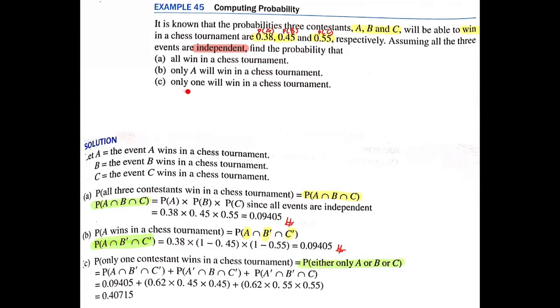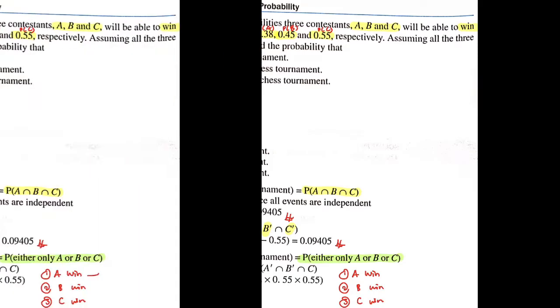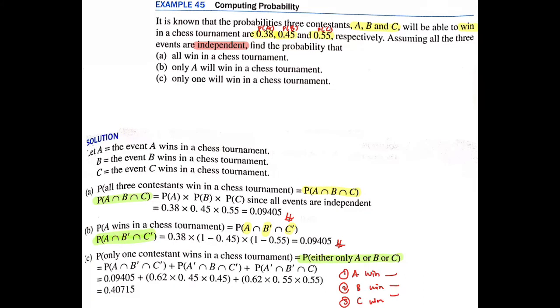Find the probability that only one will win the chess tournament. Okay, so since only one will win, we'll have 3 cases. First case, A will win. The second case, B will win. And the third case, C will win. Within the cases here, you need to multiply, use the formula. But between cases, let's use addition.